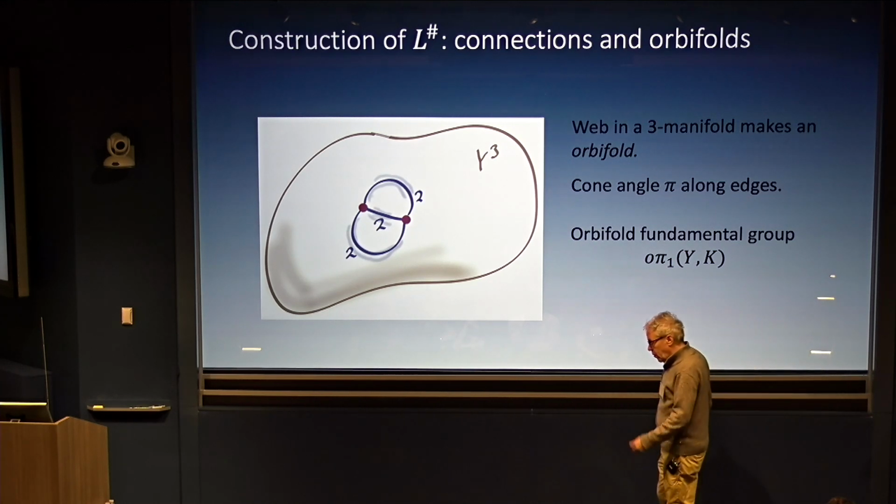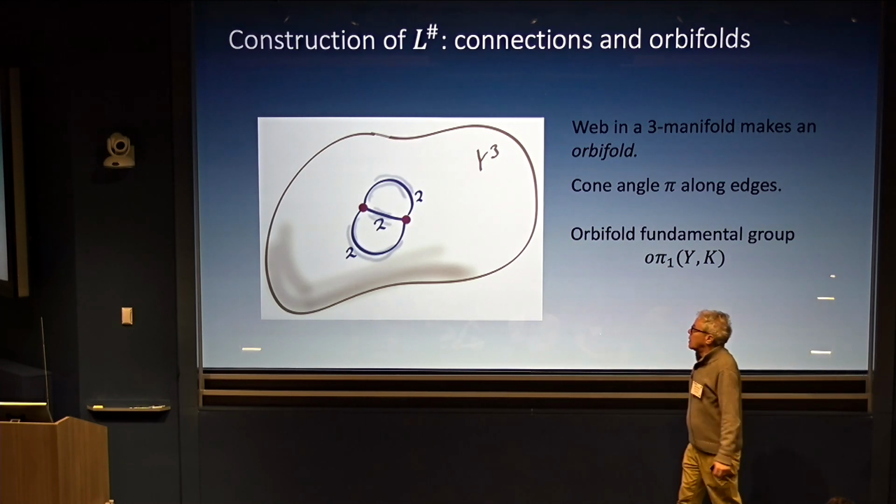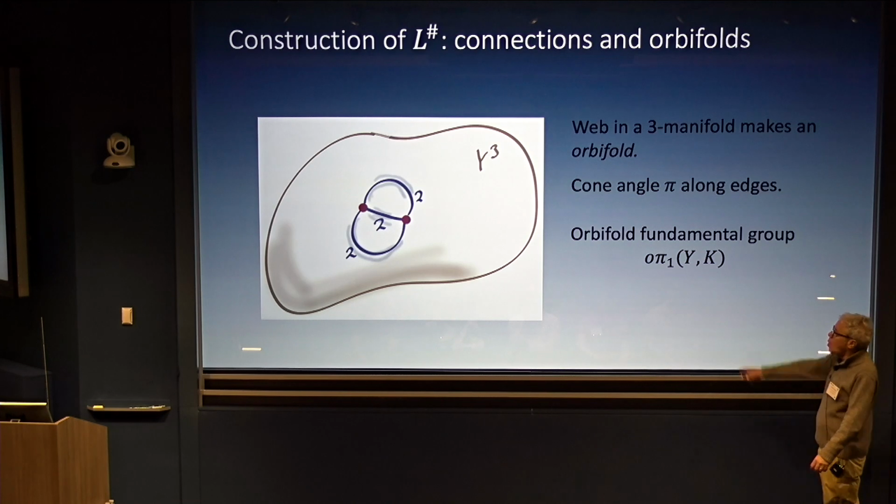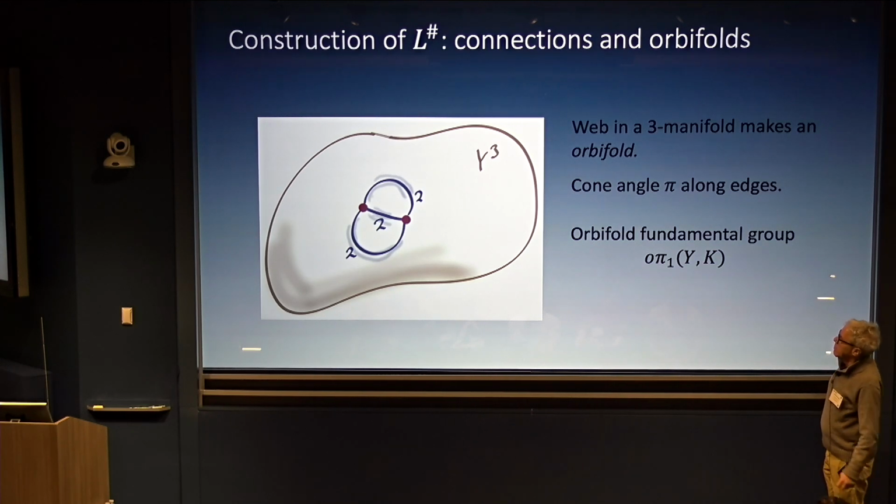has a structure of an orbifold with a Z mod 2 stabilizer, which means there's a cone angle in the geometry, cone angle of pi instead of 2 pi, all the way along that edge. There's some Klein-4 group thing going on at the vertices. For now, all the edges are labeled by the number 2, meaning the stabilizer is order 2.